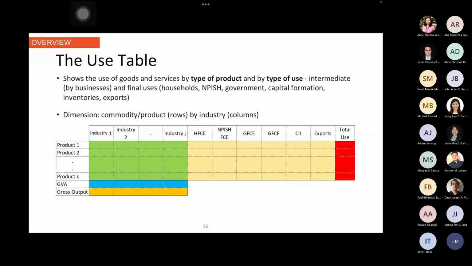This is the one generated by each industry, which can comprise wages, taxes on production, and operating surplus or profits. And then here we have the total output by industry in orange and the total use by product in red. So the use table again allows us to identify where the resources go and how they are used, as well as the inputs used in production.